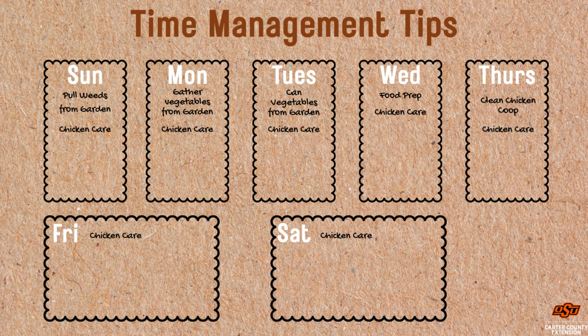Monday, you're going to gather vegetables from the garden. Tuesday, you're going to can the vegetables. Wednesday, food prep. Thursday, clean the chicken coop. Friday and Saturday, you're going to let yourself relax, just feed the chickens as needed.